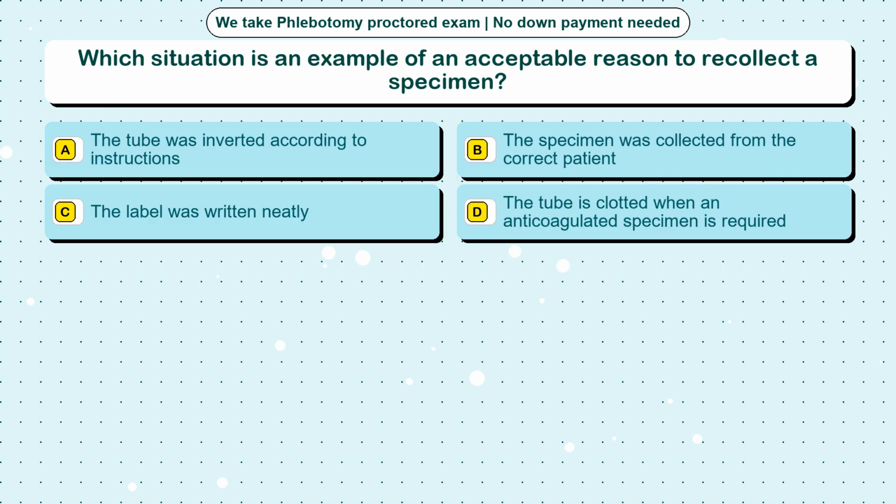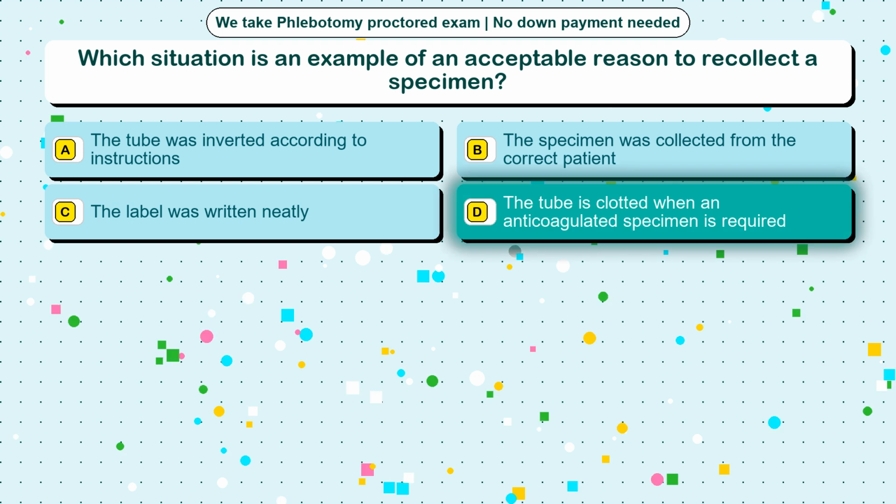Question 60. Which situation is an example of an acceptable reason to recollect a specimen? Option A. The tube was inverted according to instructions. Option B. The specimen was collected from the correct patient. Option C. The label was written neatly. Option D. The tube is clotted when an anticoagulated specimen is required.